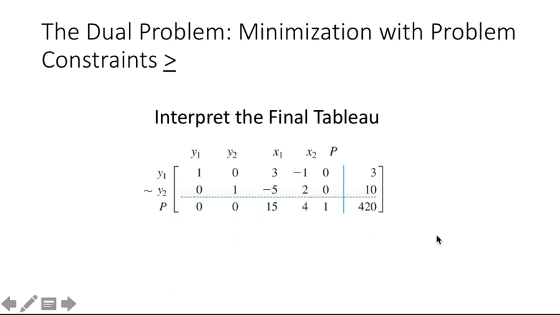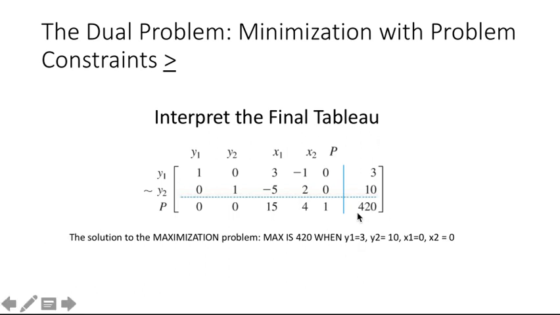This is the final tableau of a maximization problem. You know how to interpret this result. You learned in the previous section that the max is 420 when y1 equals 3 and y2 equals 10. Max 420. x1 and x2 are both 0 in this final tableau. Now what's really cool is how we find, from this tableau, the solution to the minimization problem.